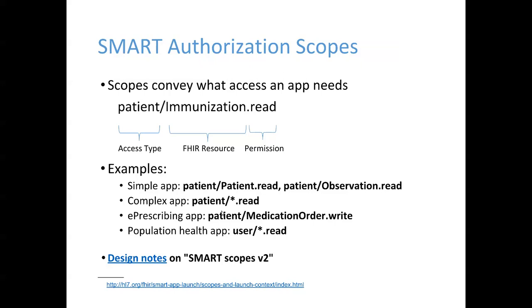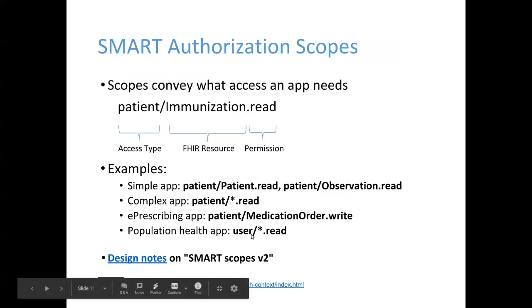Just to give you an example for writing as well as reading, an electronic prescribing app might ask for something like patient/MedicationRequest.write. And a population health app that's displaying data about more than one patient at a time might ask for user-level scopes. So a clinician running a specific clinic might ask for user-level scopes here to be able to look at data across all the patients in their clinic, all in one view. So those would be user/ scopes.